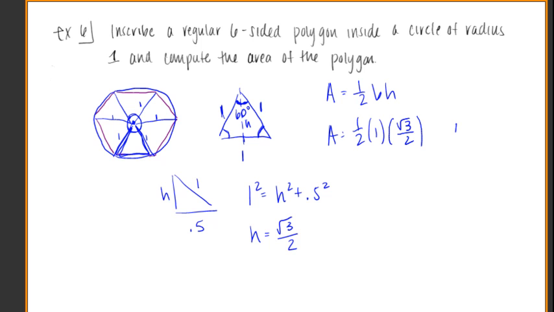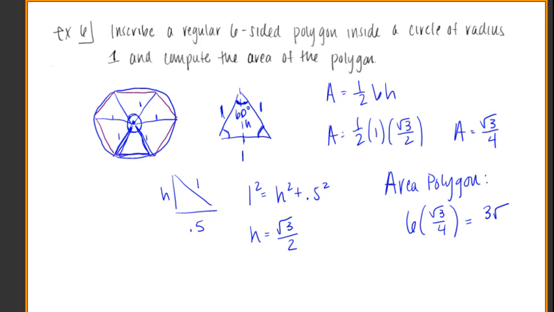So overall, the area is the square root of 3 over 4, and that's the area for one triangle. Then to find the area of the polygon, the whole shape in there, since there are 6 triangles, we're going to go 6 times the square root of 3 over 4, which is 3 square roots of 3 over 2. If we want an estimate value, that roughly comes out to be about 2.6.